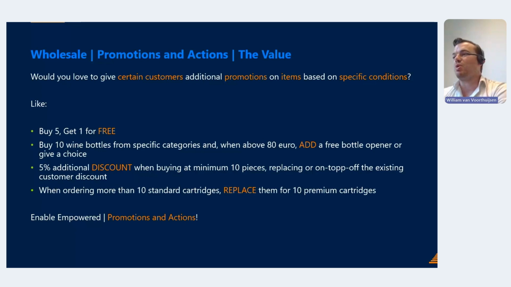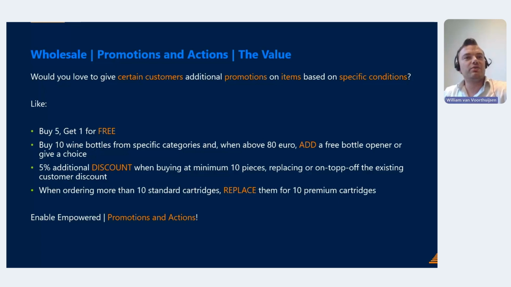The next promotion type we have is the promotion type add. So when specific conditions are met, for example, in this case, when you buy 10 wine bottles from a specific category, plus when it's above 80 euros in total, then add a free bottle opener or give a choice. So basically you can create the option, okay, when someone buys 10 wine bottles and it's above 80 euros, then they get a free bottle opener, for example, or you can give them a choice of which one of the 3, 4, 5, whatever selected promotion gifts they can choose from.